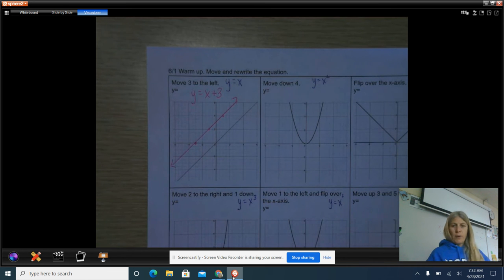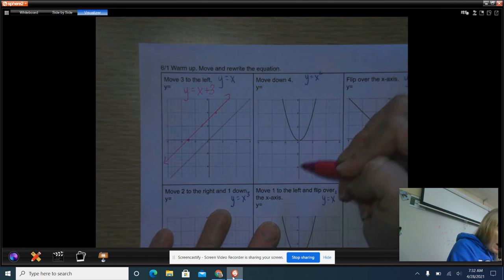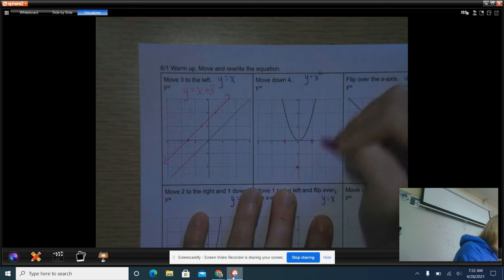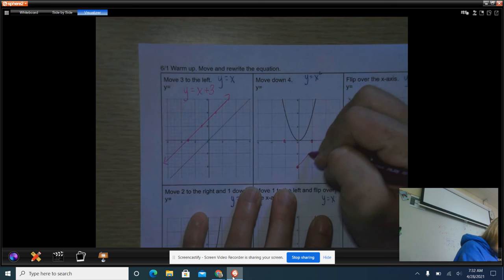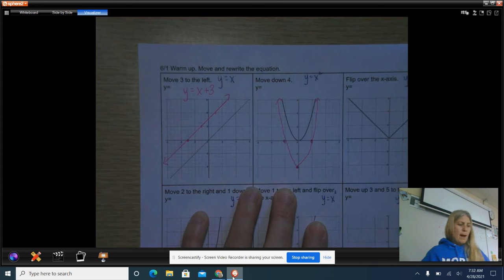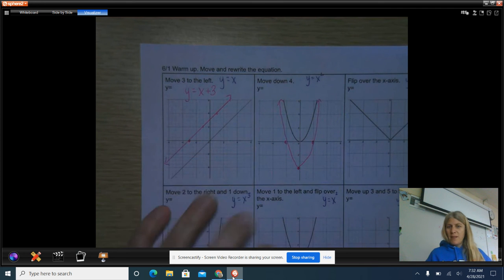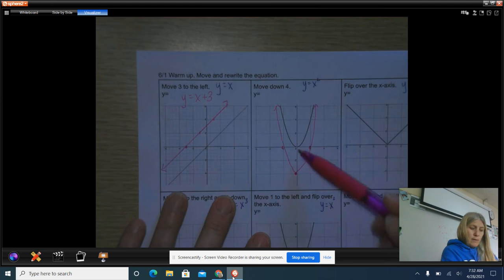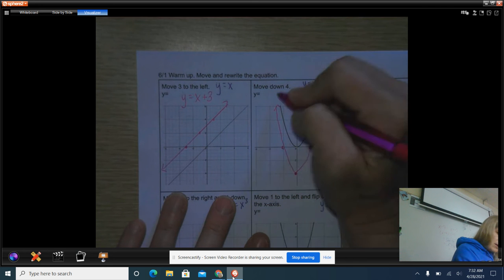We're moving down 4. So we want to go ahead and have that vertex at -4. This point (2, 4) is going to be at (2, 0). And this point (-2, 4) is going to be at (-2, 0). And then we're going to go ahead and make that smooth curve for our parabola. Not as smooth as it could be there. And when we're moving down 4, we are going to be subtracting 4 for our equation. So it's going to be y = x squared minus 4.